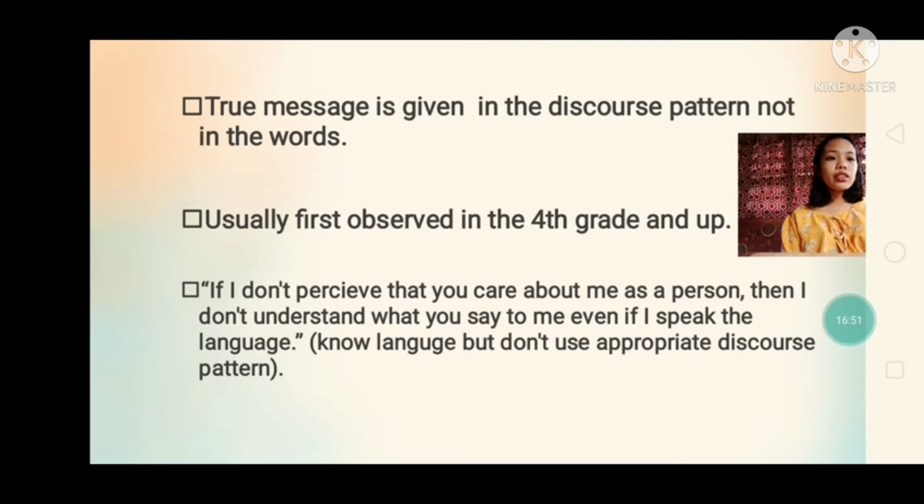So, yan yung dapat nating malaman and i-analyze para magamit natin yung proper discourse pattern.